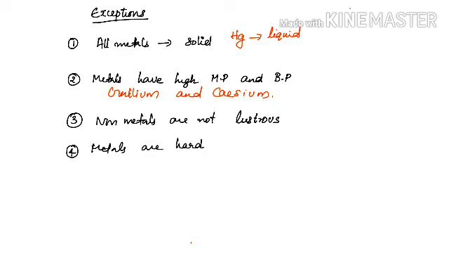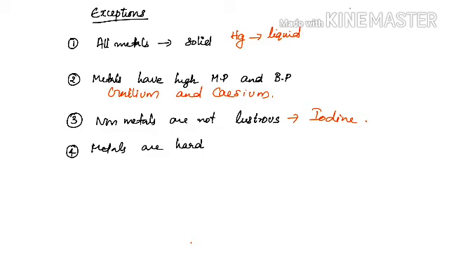Okay. Then normally we have studied that non-metals are not lustrous. They don't have a shiny appearance. But there is a non-metal, iodine, which has a shiny appearance. It is lustrous itself. So normally non-metals are not lustrous, but the exceptional case is iodine.